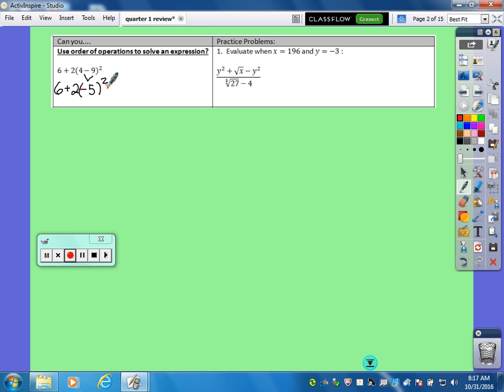So negative 5 squared is negative 5 times negative 5, which is positive 25. Now I've got the times 2 and the plus 6. Next step, I need to do my multiplication. So I've got to come over here and say 2 times 25 is 50. After that, I've got plus 6, so the final answer is 56. So write that as your final answer in a circle for me.